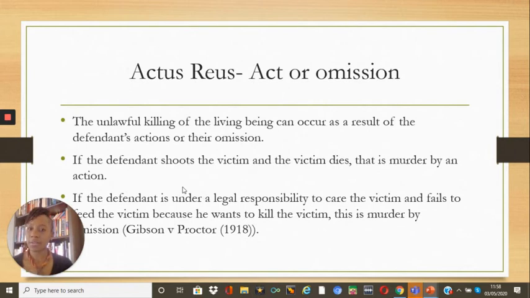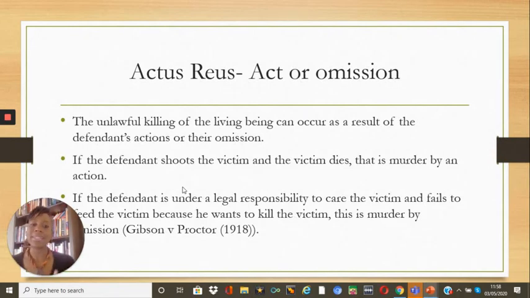Now, let's look a bit more at this actus reus. As I said earlier, the actus reus is the unlawful killing of the living being, and it can occur as a result of the defendant's actions or their omission. So in most cases, it's pretty straightforward to identify the actus reus of murder. If the defendant shoots the victim and the victim dies, that is murder by an action. The action in question was a shooting. If the defendant stabs the victim and the victim dies, that is murder by an action, which is stabbing.